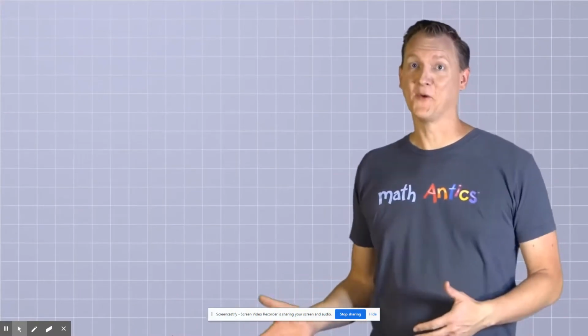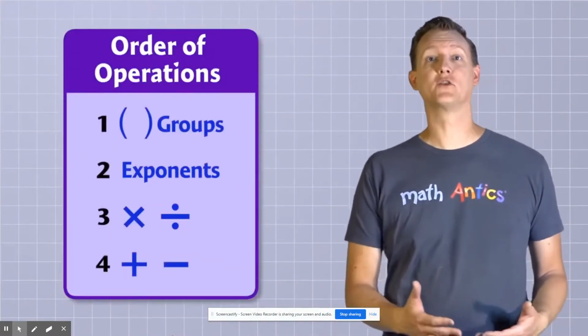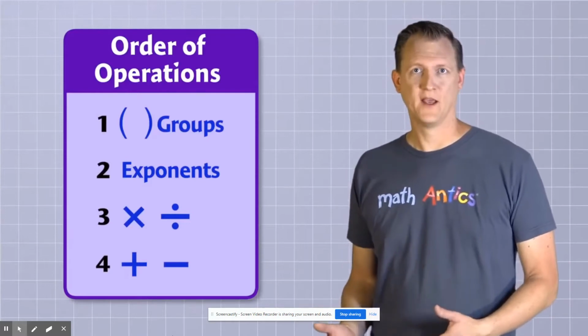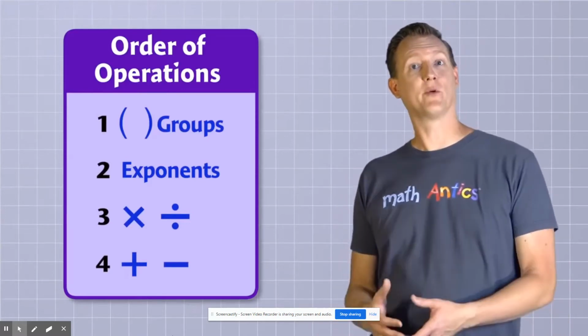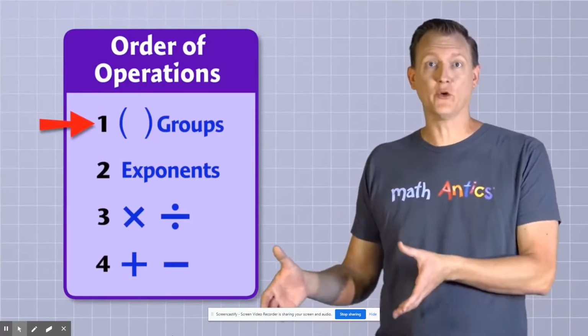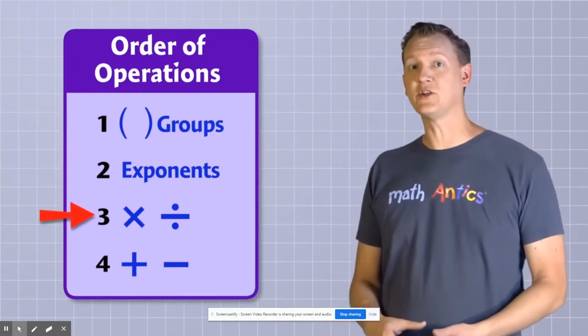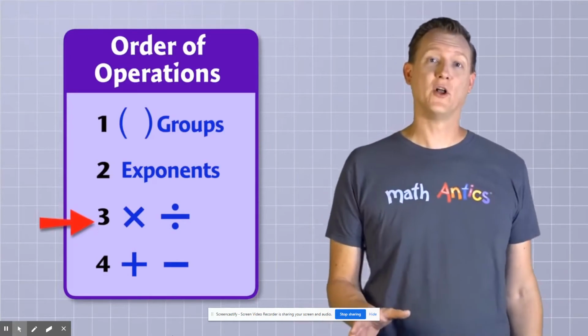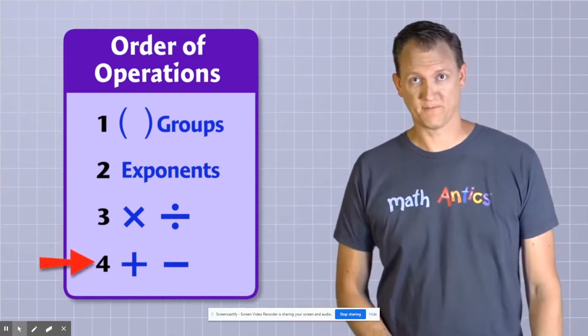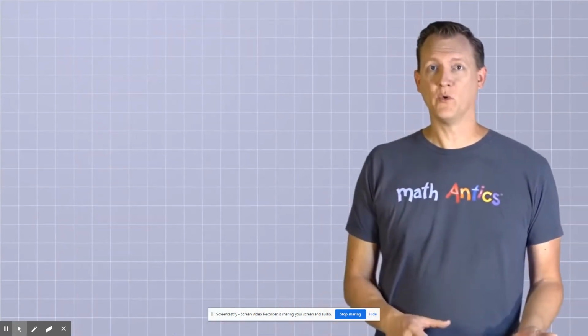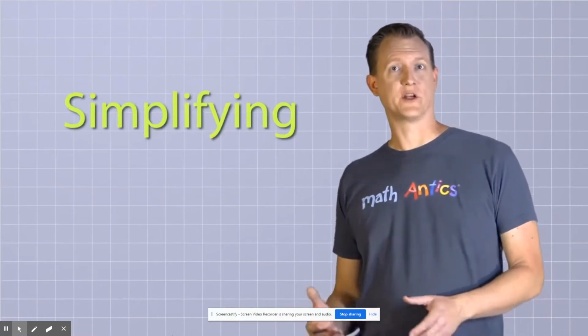Fortunately, in math, we have a special set of rules that tell us what order to do operations in. Those rules tell us to do operations inside parentheses or other groups first, and then we do exponents, and then we do multiplication and division, and last of all, we do addition and subtraction. Those are the rules you need to follow when simplifying mathematical expressions or equations.